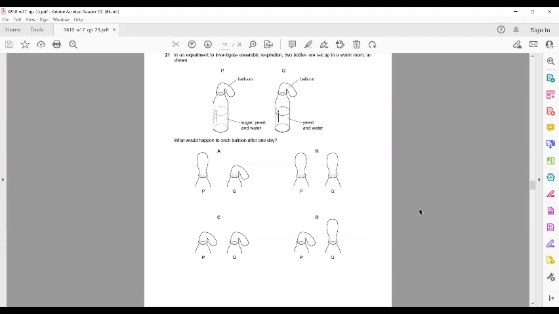Okay, what is the reason? Yes, A is the answer. The balloon needs to become inflated like that one, like P, for example. Why is the answer A? Because in the first bottle, you see we put sugar, yeast, and water. All the ingredients are given, all the things necessary for the yeast to become activated.